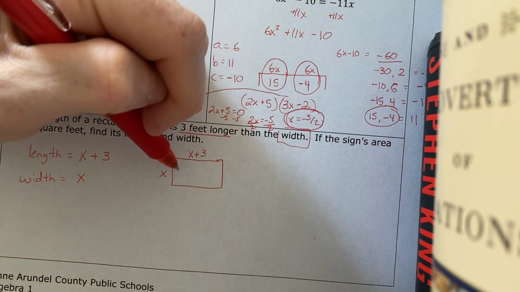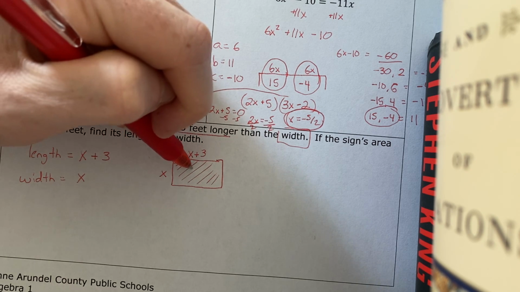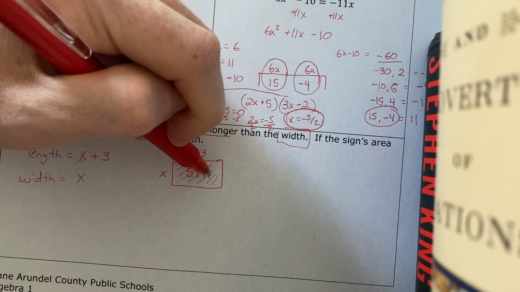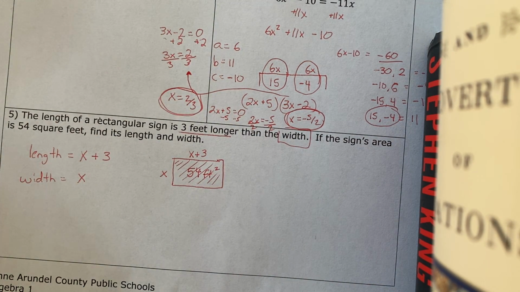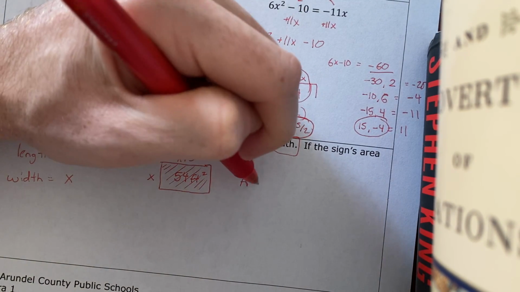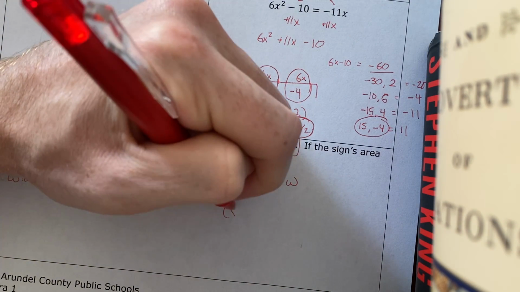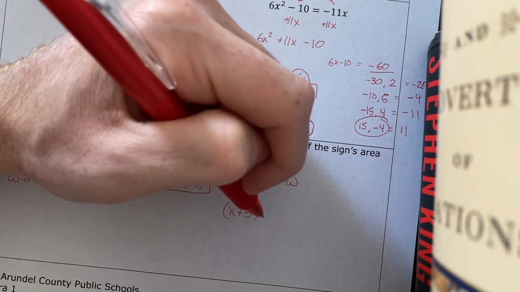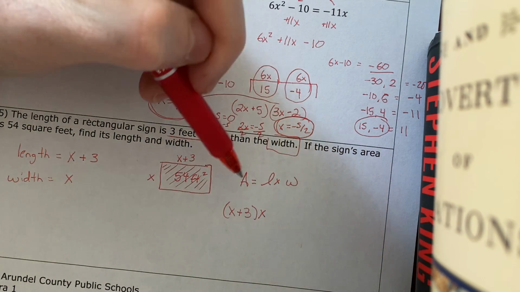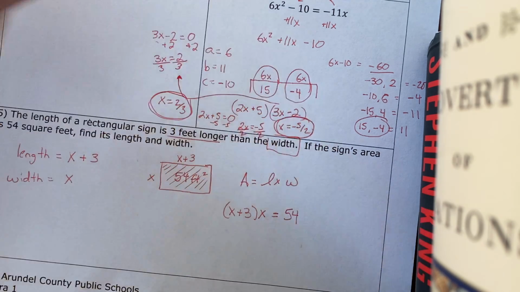And then I know that the area, the entire side, like if this entire thing was shaded, this entire space is 54 feet squared, right? Okay, so I need to figure out what the units of the length and width are. When you're calculating area, remember area is length times width. So all I have to do is set this up. I know my length is x plus 3. So I have x plus 3 times my width. I know my width is x, length times width. And I know that it's going to equal an area of 54 feet.